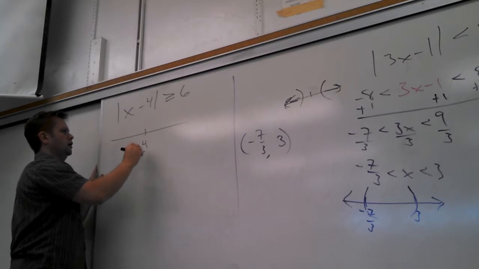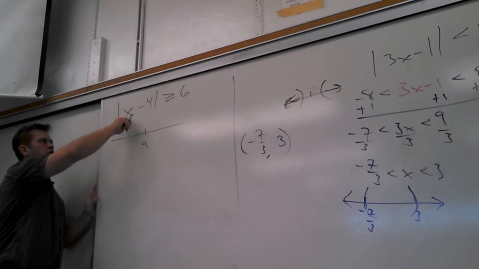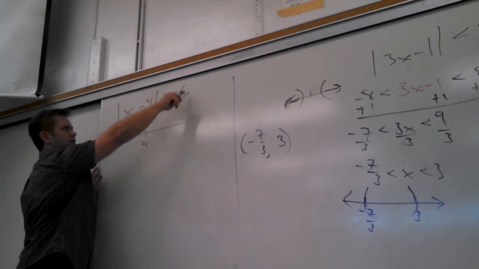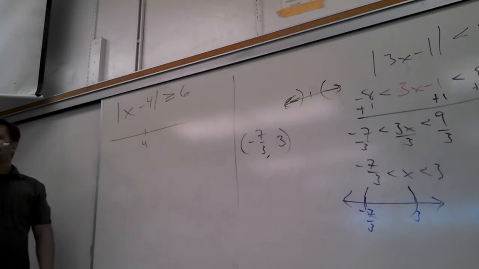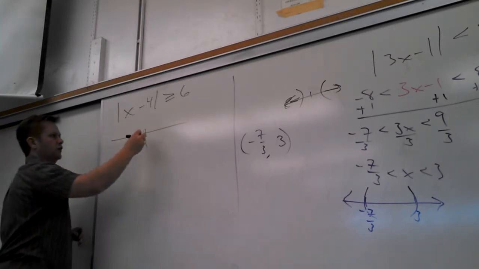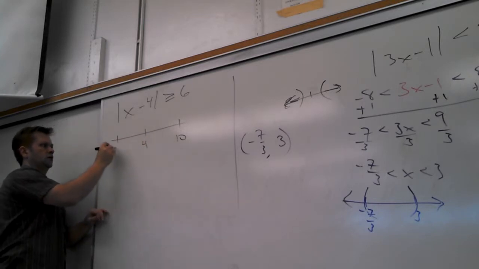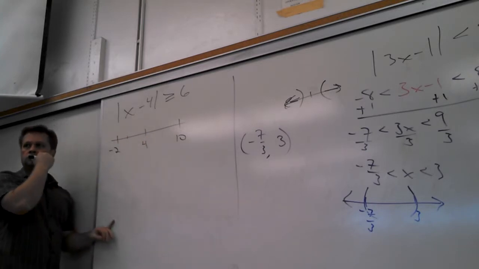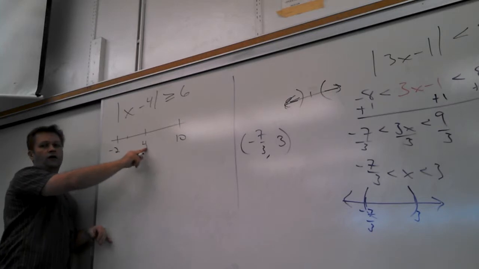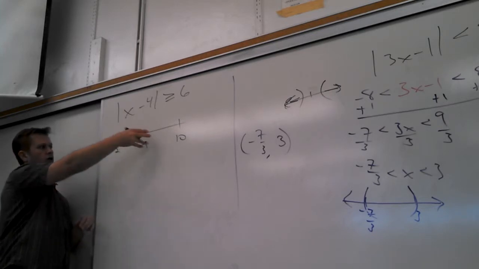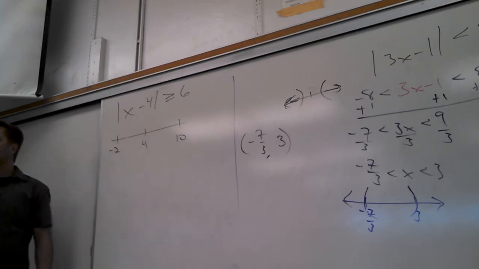So here's 4. I want all the numbers that are at least 6 away. So what is 6 away from 4 this direction? 10. And what's 6 away from 4 this direction? -2. Negative. So can I be here? Is that at least 6 away from 4? No.